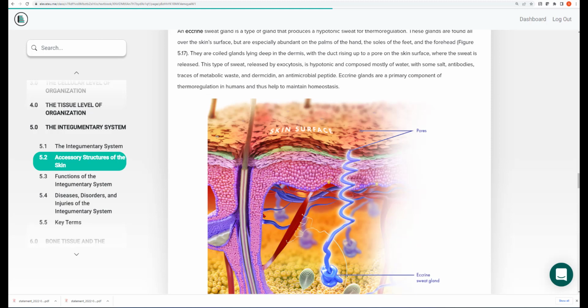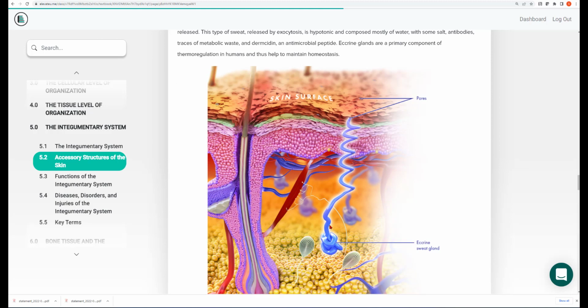These are basically little, you see the little sweat gland here, and you see this wound up tube that goes up to the surface of the skin, and there are little pores up here where the sweat is released. Notice that these eccrine sweat glands are not associated with a hair. They just go straight up to the surface of the skin. Again, a lot of these in your forehead, palms, and soles of the feet.